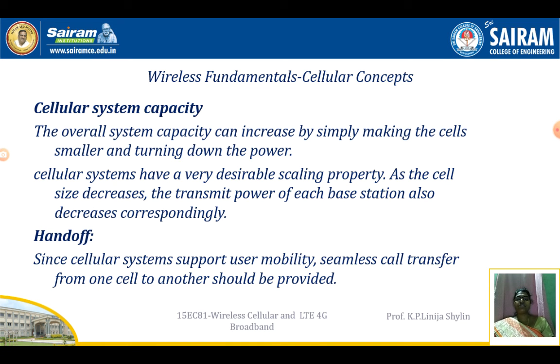Then followed by this, we think about the cellular system capacity. So here the system capacity will be increased. The cell should be smaller, and power can be reduced here. And also, as the cell size decreases, the transmit power of each base station also decreases correspondingly.